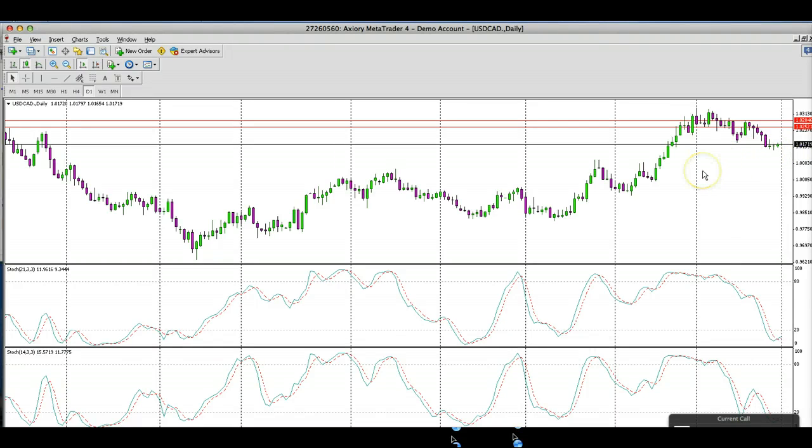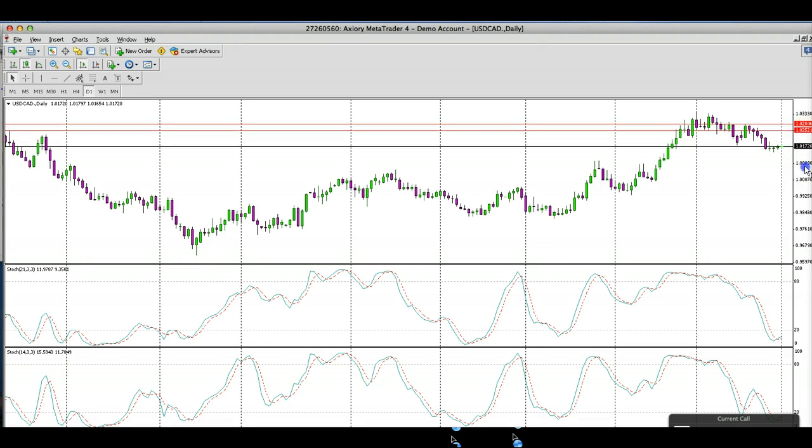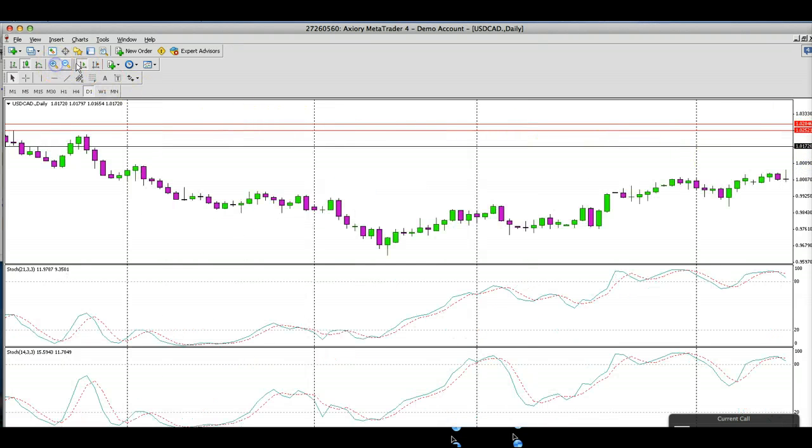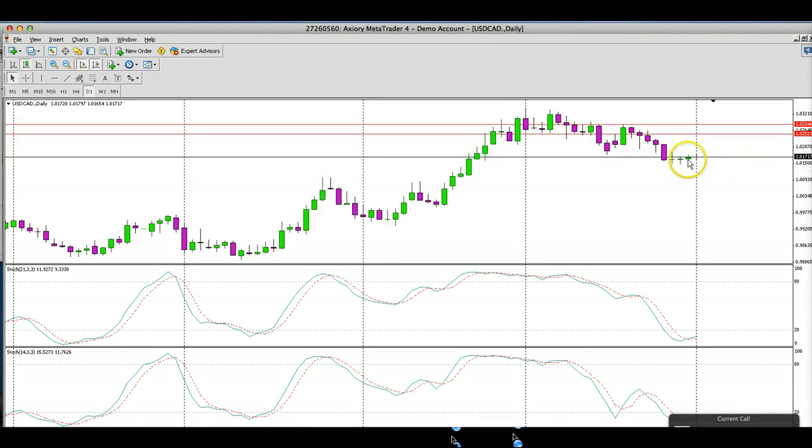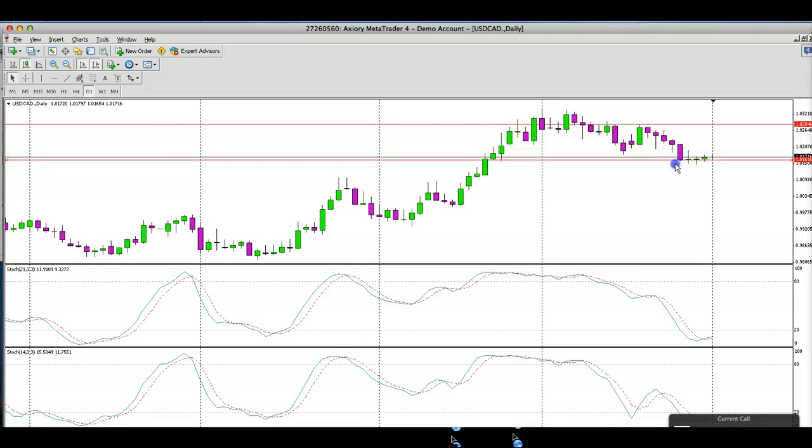I get a lot of emails: are you still in the USD Canadian pair? I said, yes, look at the daily chart, we're in a downtrend. Okay, so unless it breaks 102.84, which is a swing point, we're still in a downtrend on this pair. So I'm waiting for the market to finish its retracement, its correction, so I can sell it again.